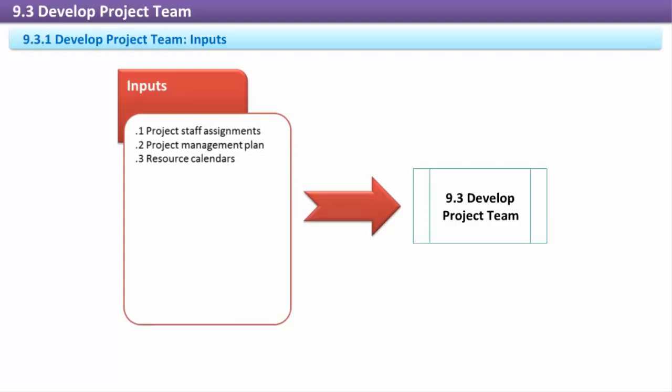Project management plan. The human resource plan describes the processes and methods that will be used to develop the team, including training, performance assessments, and recognition and rewards processes. Resource calendars. These are documents that identify when project resources are needed and expected to work on the project.